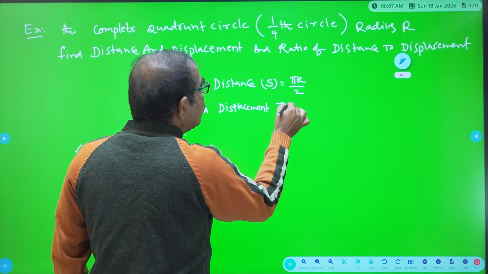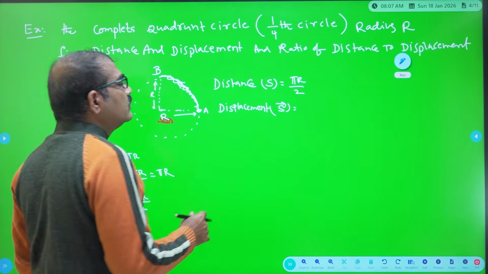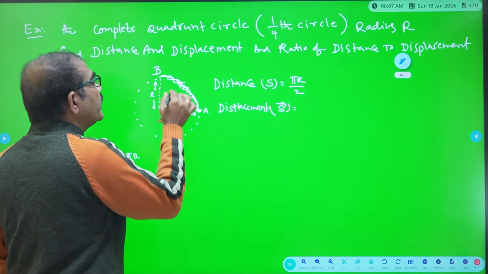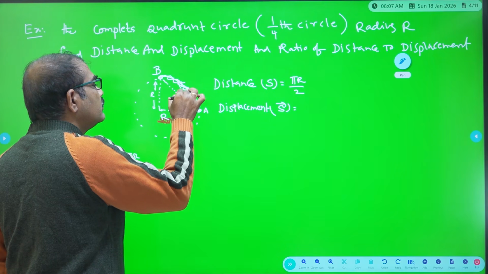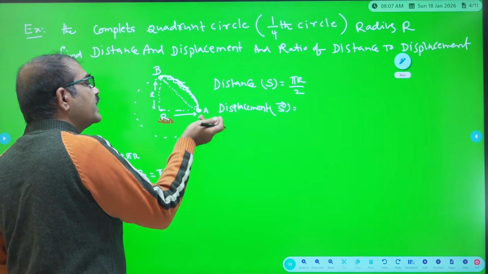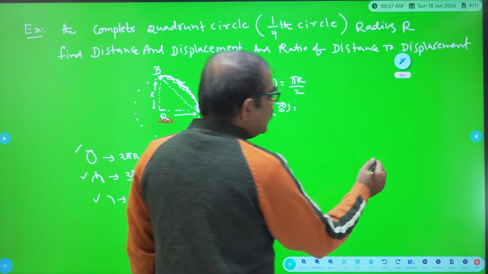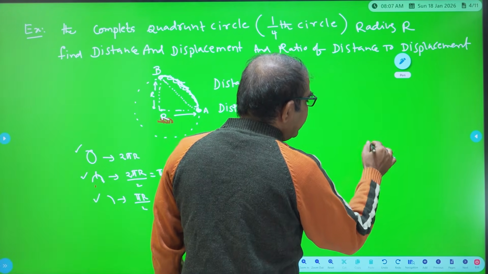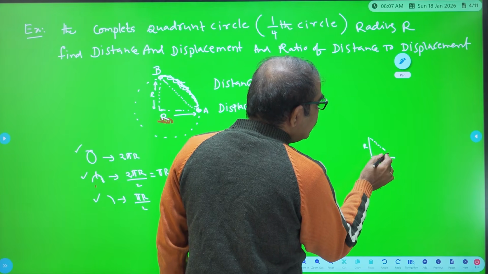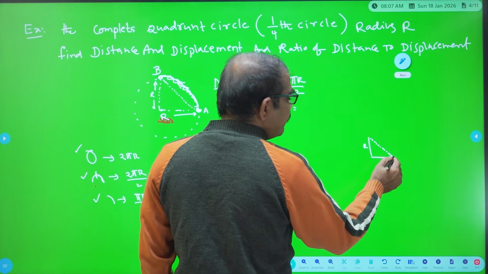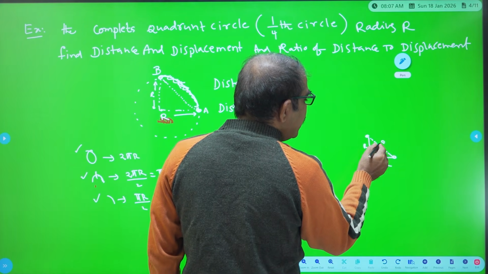Displacement s bar: take the initial point, take the final point, and the line joining the initial point and the final point. Don't take the curved path, only the dotted line. This is the radius r and this is also radius r. This indicates the initial point and this the final point. That is called displacement s bar.